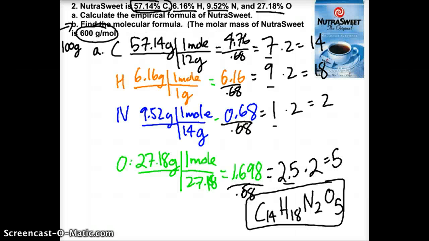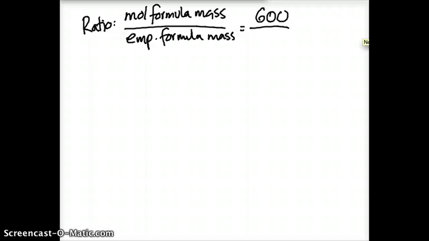The empirical formula mass was not given to us. Oh, but wait. We have the empirical formula right here. So we can figure out its molar mass using the periodic table. And if we do that, we get about 294. So if we do the division here, we get a whole number of about 2. So this means, what does this mean? It means that the molecular formula has 2 times the mass of the empirical formula.